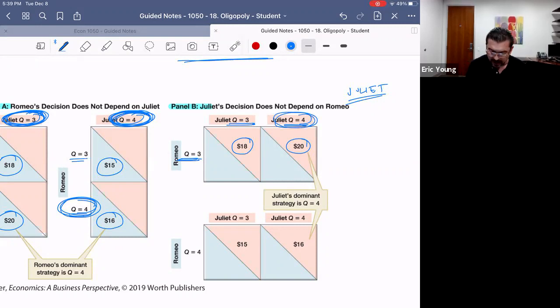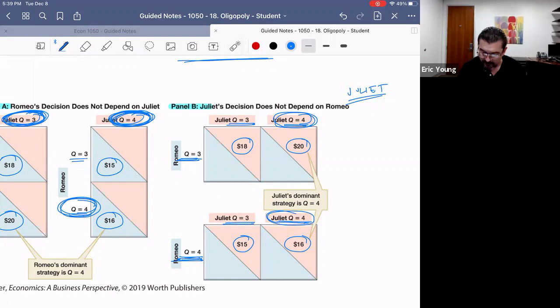Let's say, on the other hand, that Romeo decided to make 4. If Romeo made 4 and Juliet made 3, she would pull 15. If Romeo made 4 and Juliet made 4, she would earn 16. Since 16 is better than 15, then if Romeo makes 4 units, Juliet will also make 4 units.